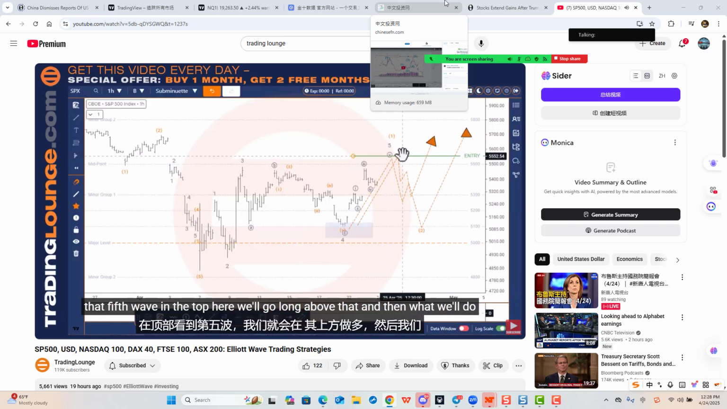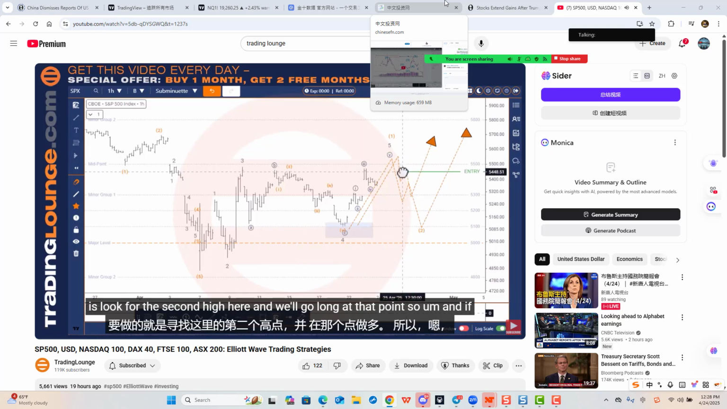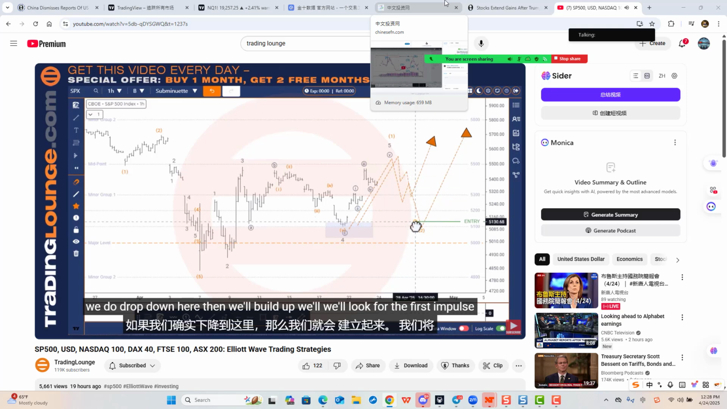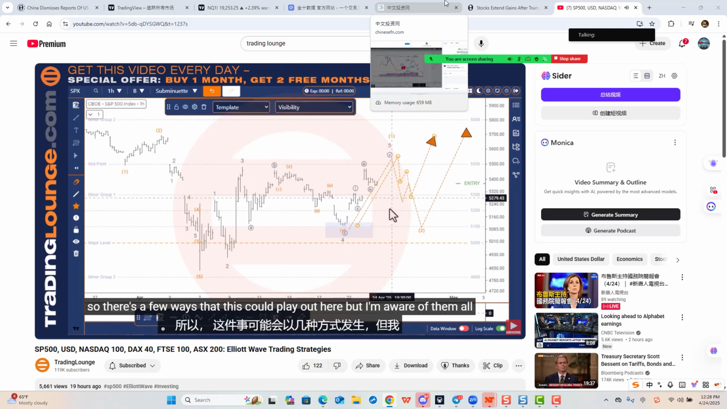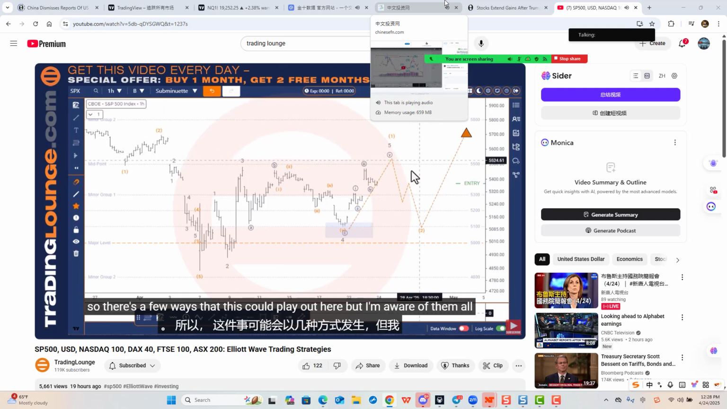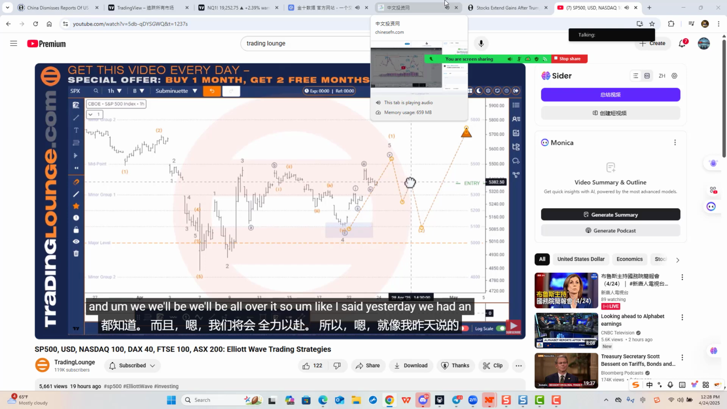That's why once we've got that fifth wave in the top here, we'll go long above that. And then what we'll do is look for the second high here, and we'll go long at that point. And if we do drop down here, then we'll build up. We'll look for the first impulse wave at this point here, and look for a classic trading levels pattern over here. So there's a few ways that this could play out here.